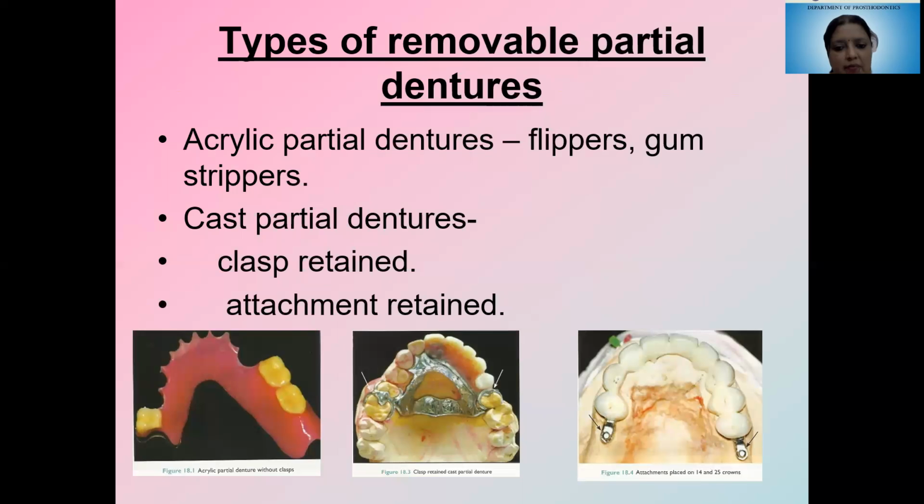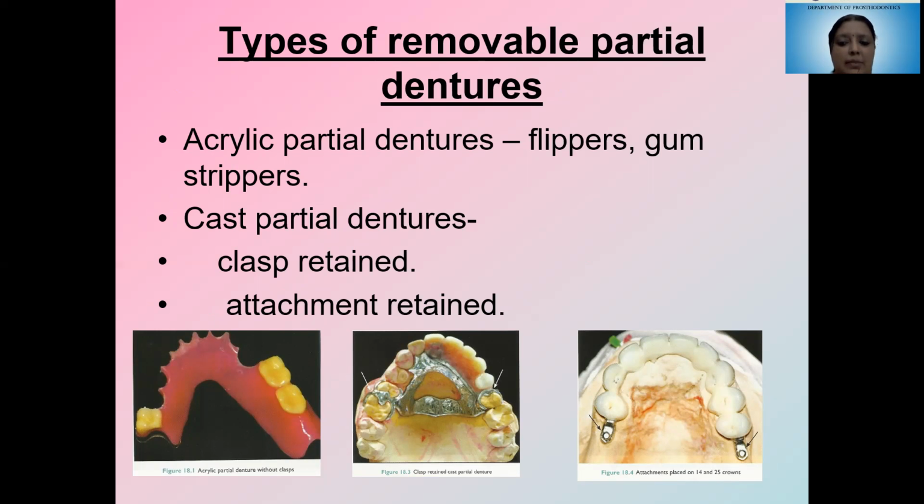Typically, when we say removable partial denture, what we refer to is what you're seeing in the second picture. The combination of metal and acrylic to which teeth are attached is called the cast partial denture. When we refer to removable partial dentures, theoretically, we are talking about these cast partial dentures. The cast partial dentures are a combination of metal and acrylic to which the artificial teeth have been attached.